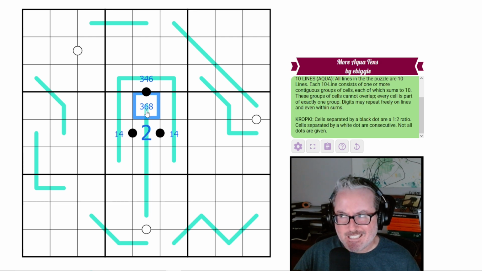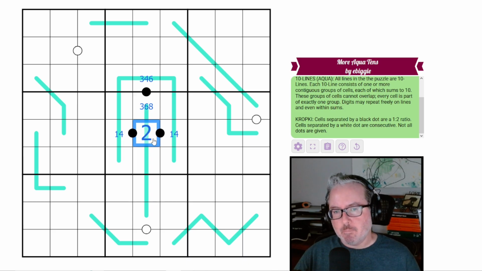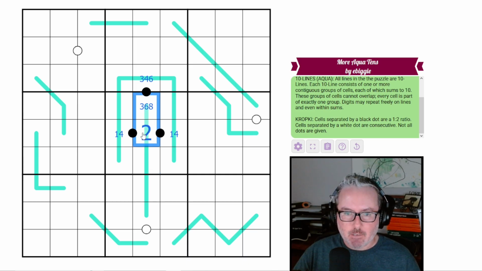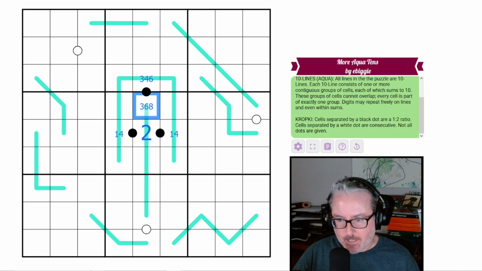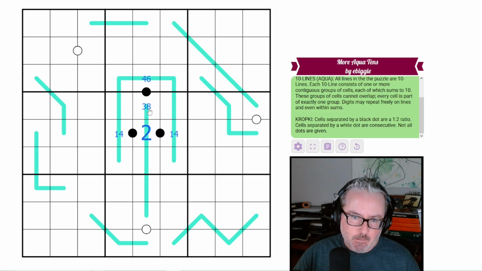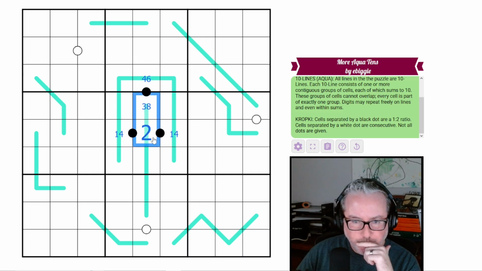Now, is it possible to remove this further? I think there is. Yeah, because if this was a 6, let's say, this would be a 2. Well, we have to make some portion of this line add to 10. So that would be 8. We'd have to add another 2. We can't do that. This is not 6. This is not 3. Now, I don't know that we can go any further on that.